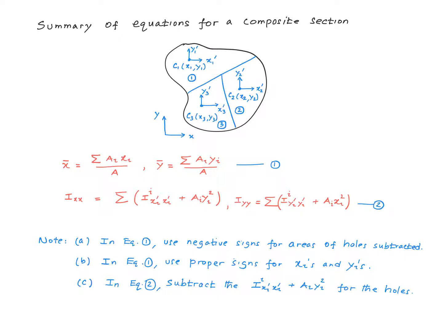Here are a couple of things to keep in mind when you apply these equations for situations like that. In equation 1, you want to use negative signs for the areas which are being subtracted. And you also want to use proper signs for xi's and yi's. In other words, sometimes some sub-areas might end up on the negative side of a certain coordinate axis, and you want to use the proper signs for the coordinates. And in equation number 2, you need to subtract the second moment of inertia of the areas which are being subtracted, like holes.